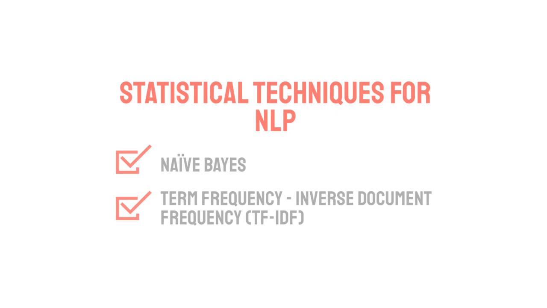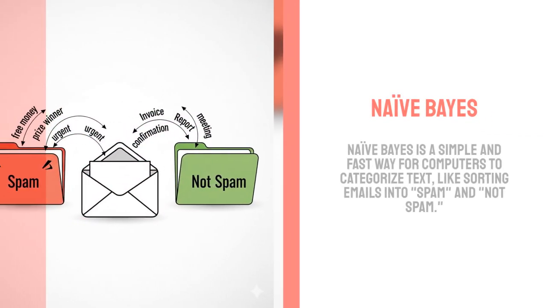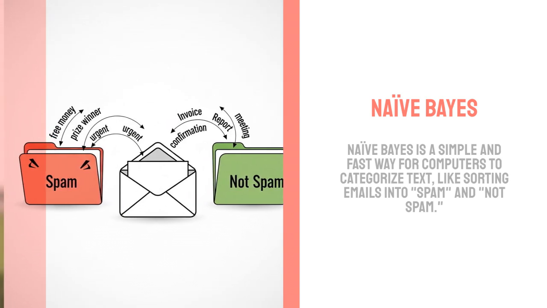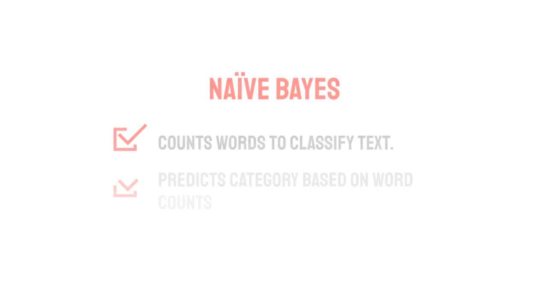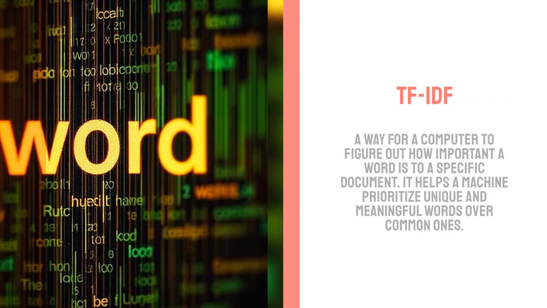When it comes to analyzing text, two essential statistical methods you need to know are naive Bayes and TF-IDF. Naive Bayes is a simple and fast way for computers to categorize text, like sorting emails into spam and not spam. It works by learning from examples. It counts which words appear most often in spam emails, like free money, prize winner, or urgent claim, and which words appear in regular emails. When a new email arrives, the model looks at the words inside and uses those counts to predict if it's spam or not. This approach is called a bag of words because it only cares about which words are present, not their order or position in the sentence.